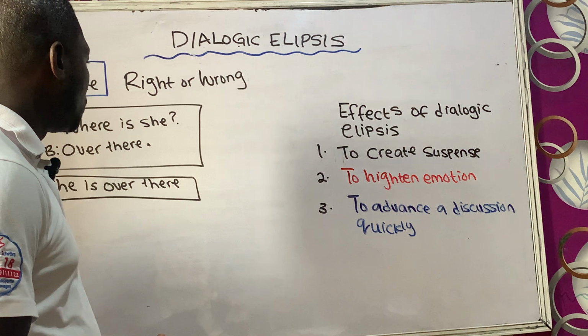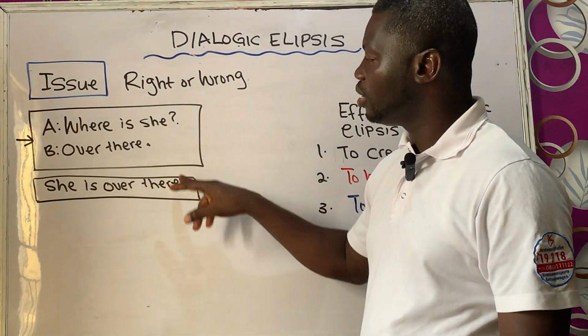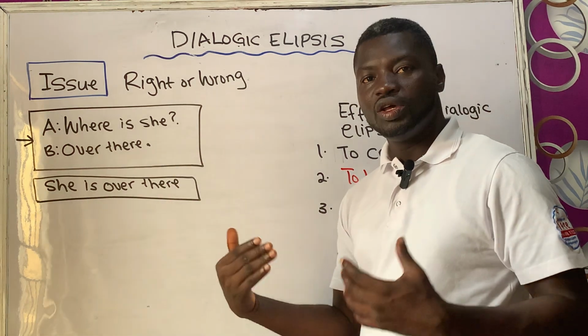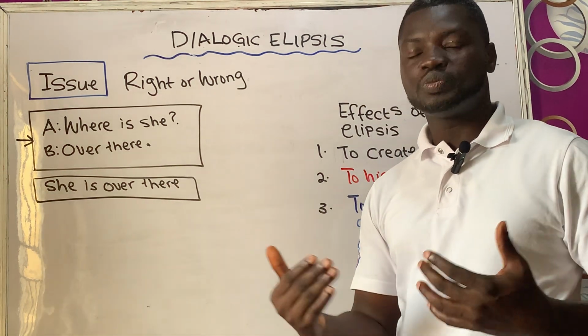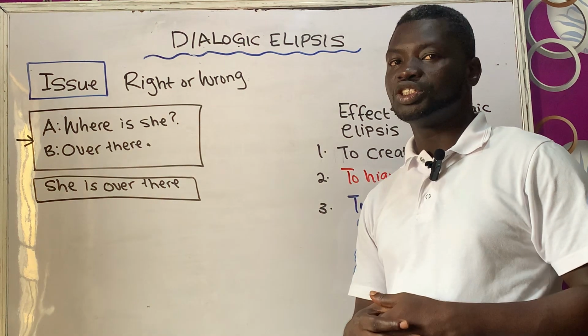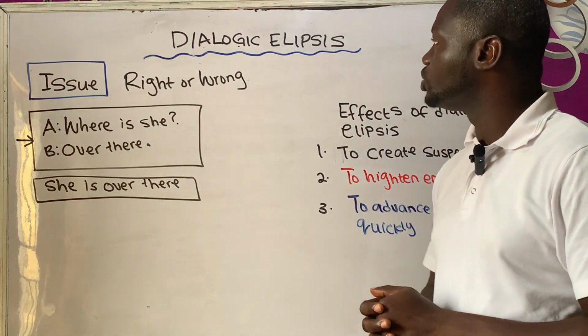Take, for example, which do you think will be faster to respond, this way or this other way, to say "over there" or "she's over there"? Definitely, if you find conversationalists responding elliptically, it simply means they're going to get over the conversation faster, all right? And this is an illustration of dialogic ellipses.